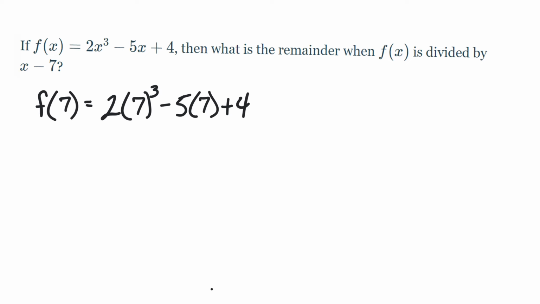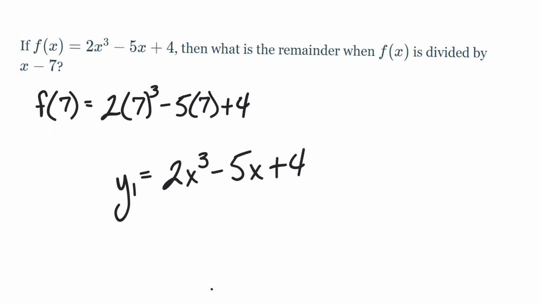Now I'm going to do this an alternative way just because it's a little faster, a little easier, and it's less work for me. So what I'm going to do instead is go to my y1 equals, and type in my equation, 2x to the third power minus 5x plus 4. And I want you to do the same thing here. So we type this into our calculator, and instead of plugging in the number 7, we're going to reference the number 7. What is the y value when we plug in 7? Because that's going to be the remainder as we look at these.